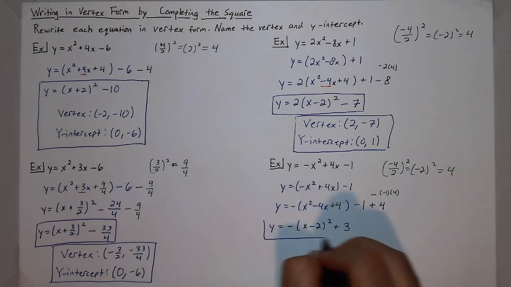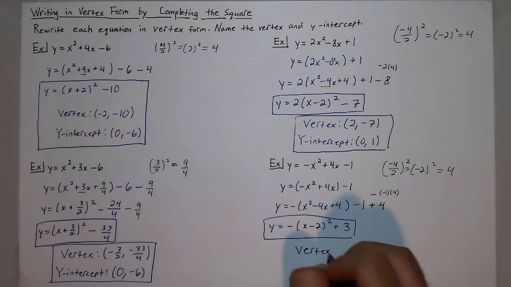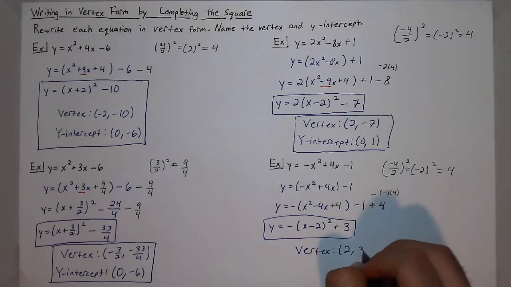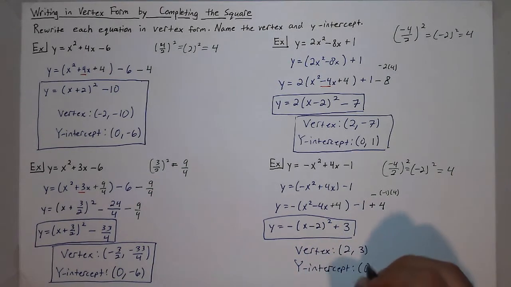So there's my vertex form. And my vertex will be 2, comma 3. And my y-intercept will be 0, comma, negative 1.